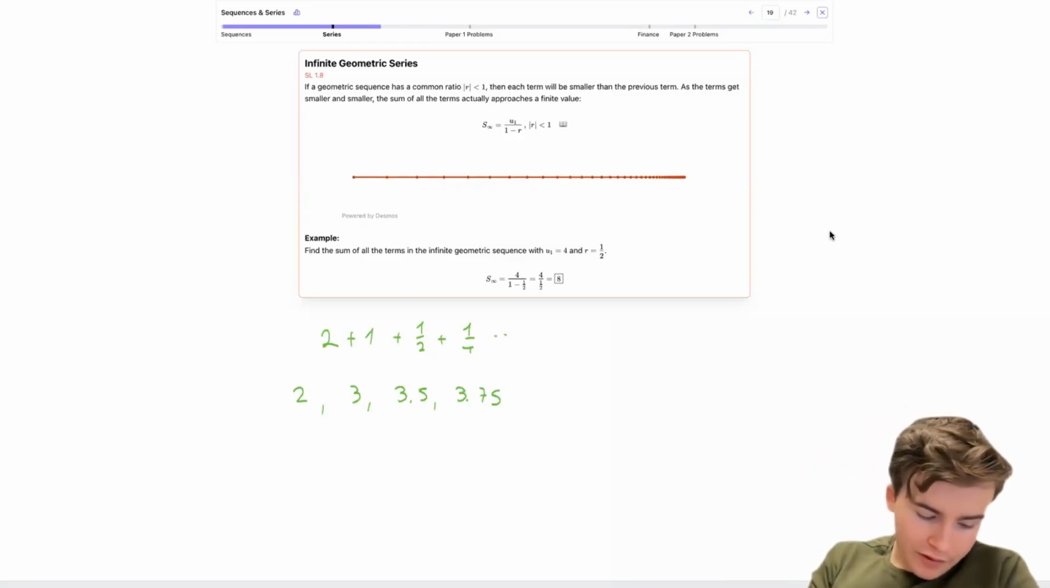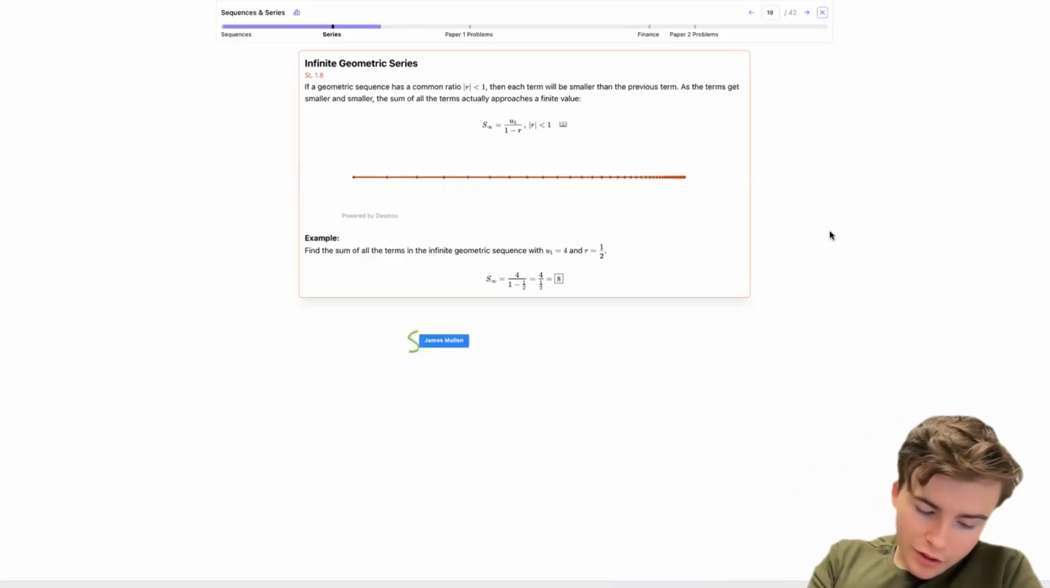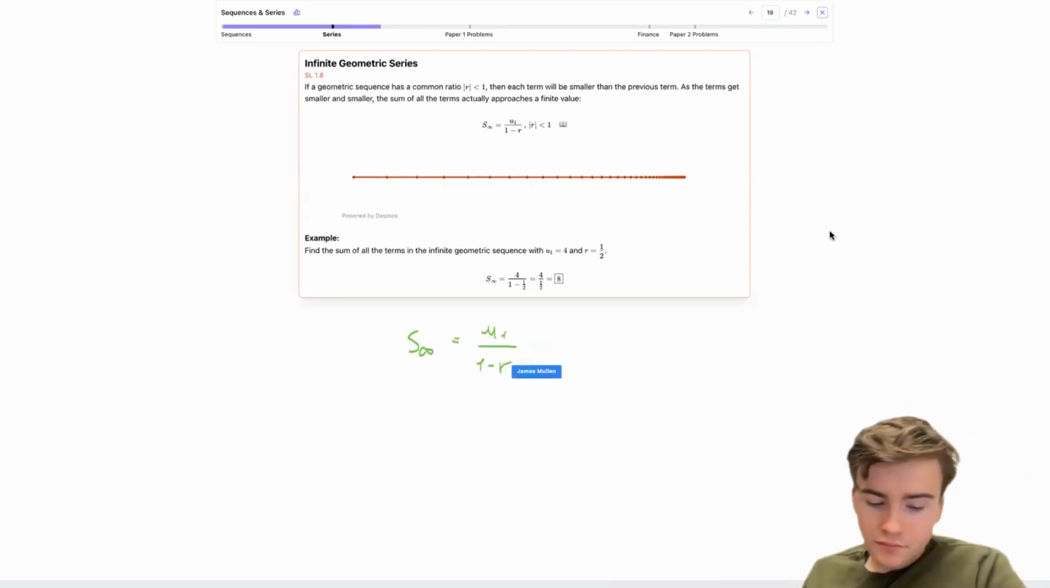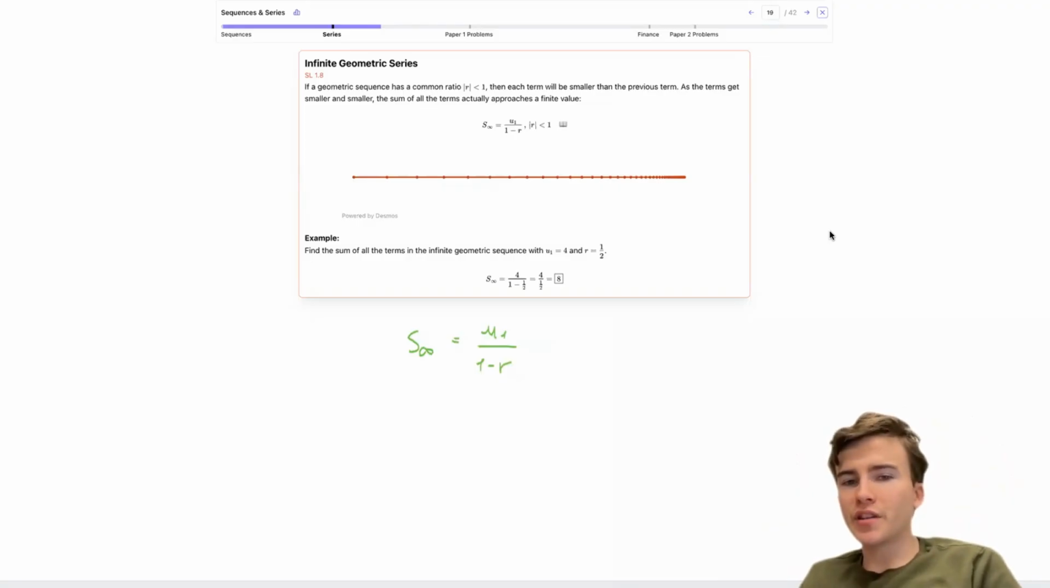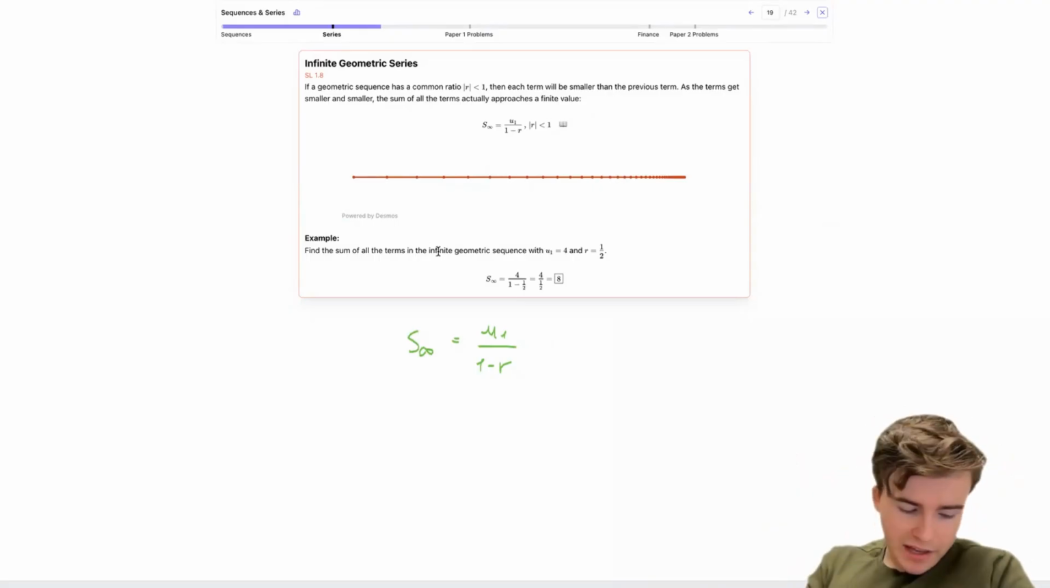And the formula that we have for that is S infinity, the sum of infinitely many terms, is the first term u1 divided by 1 minus r. I'm not going to prove this formula here because it's a little bit complicated, but if you guys want, I can post a separate video about that. So let's look at a quick example.